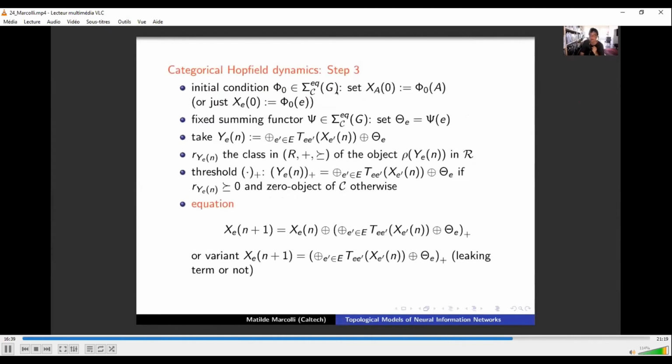And the initial condition, which is itself one of the functors. So the initial condition is an assignment of resources to your network, and this assignment of resources is dynamical. It evolves according to an equation which mimics the usual field equation, in terms of functors of the category of resources, and the threshold which is given by this convertibility property of resources.